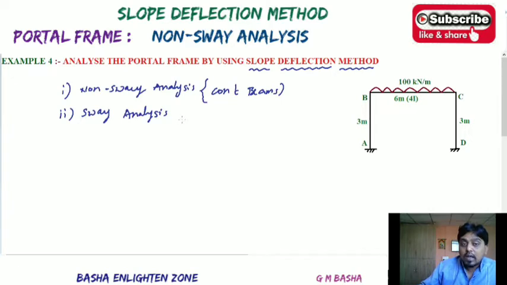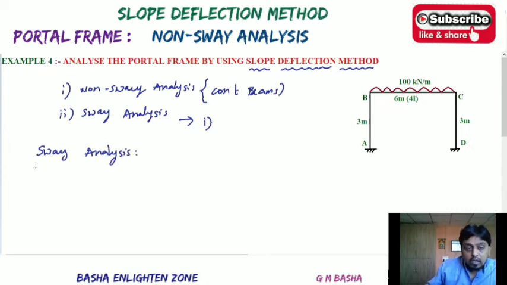But sway analysis, again there will be two types. One will come under the pure sway, another will come under the general sway, which is mostly the type of problems that will come under the moment distribution method. So first, by seeing the frame itself, we will conclude whether that frame comes under the sway analysis or non-sway analysis. So what are the conditions for this sway analysis? Please note down the conditions for the sway analysis. Then we will discuss whether this comes under the sway or non-sway.